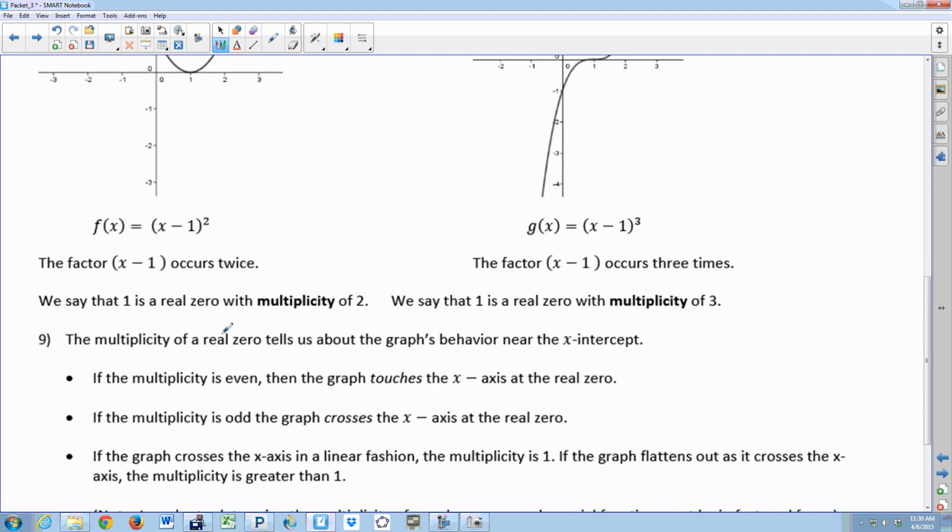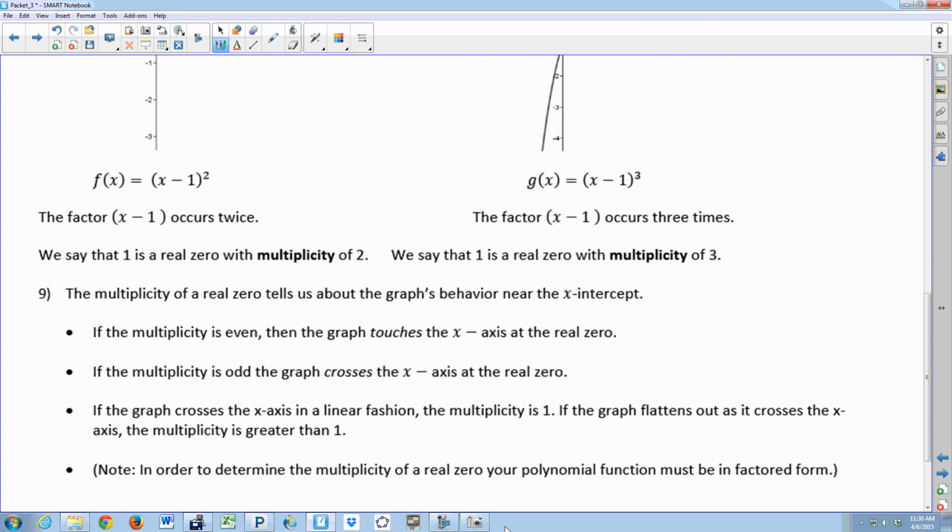So the multiplicity of a real zero tells us about the graph's behavior near that x-intercept. And this is the summary. If the multiplicity is even, the graph touches, sometimes we like the word bounces, the x-axis near that zero.